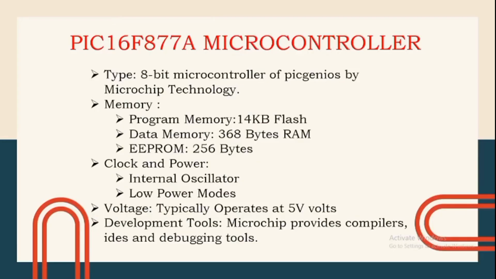And in this slide, the PIC16F877A microcontroller. The brain of our washing machine system is the PIC16F877A, which is an 8-bit microcontroller from Microchip Technology. It contains 14 KB flash memory for storing the program, 368 bytes of RAM, 256 bytes of EEPROM. And it runs at 20 MHz, operates typically at 5 volts, and supports lower power modes.